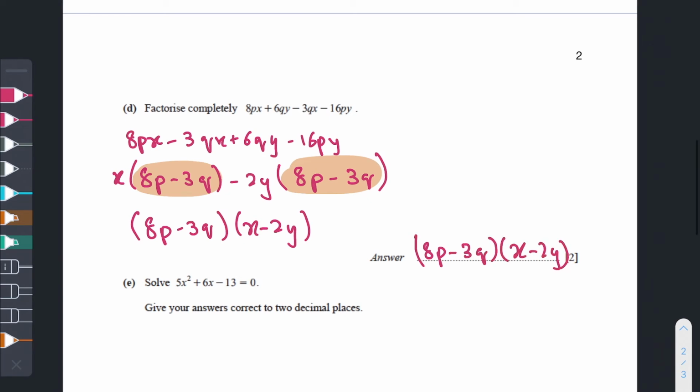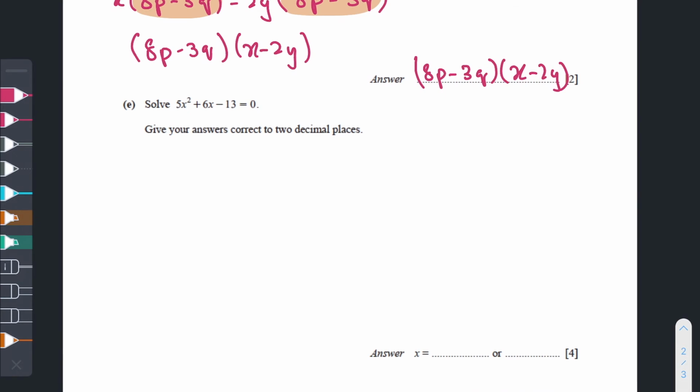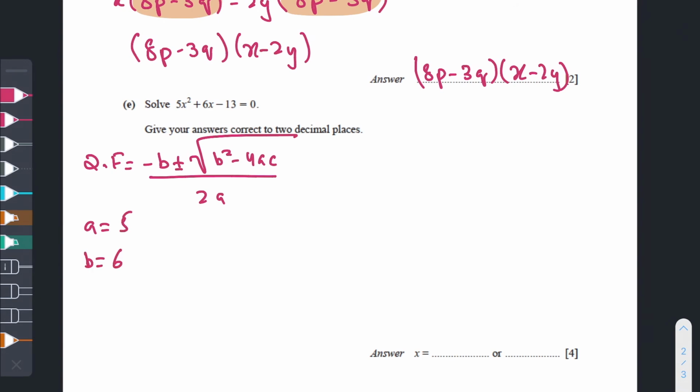This is our answer. The next part says solve 5x squared plus 6x minus 13 equal to 0. Give your answer correct to 2 decimal places. The first thing that you need to write is the quadratic formula, which is negative b plus minus under root b squared minus 4ac, divided by 2a. Then you can write the values of a, b and c so that the question becomes easy for you. A is equal to 5, b is equal to 6 and c is equal to negative 13.